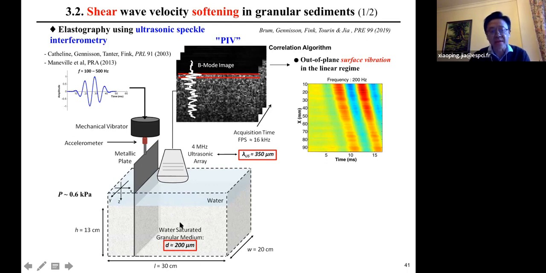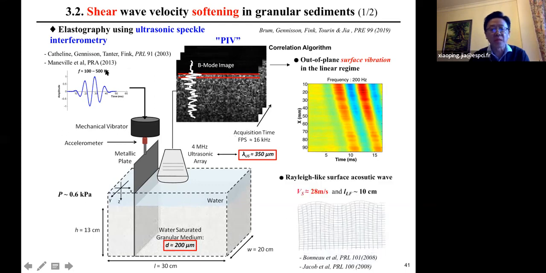So we do it in the same system with the same frequency. We measure the generated shear wave when we do this shaking, and by numerical simulation, we can show that these waves are a kind of surface wave, whose velocity is of course very close to the shear wave velocity.